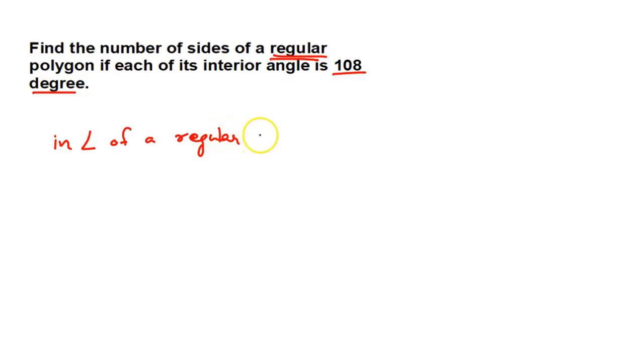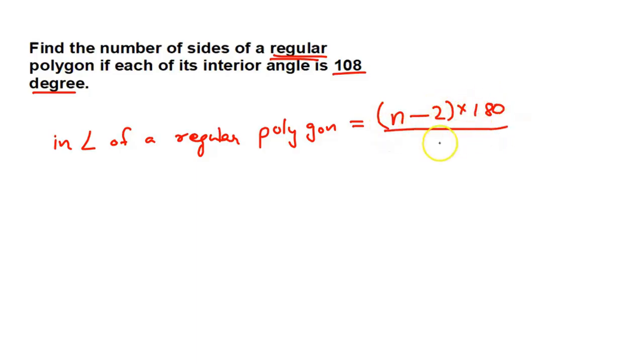Interior angle of a regular polygon is equal to the sum of all the interior angles, (n minus 2) multiplied by 180, divided by the number of sides. This will give you exactly the interior angle of a regular polygon. You can use this formula here. So this should be 108 equals (n minus 2) into 180 divided by n.